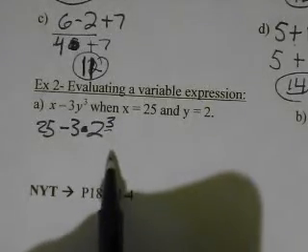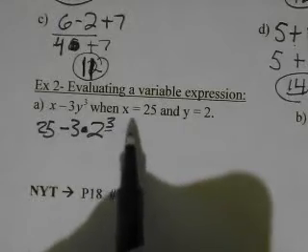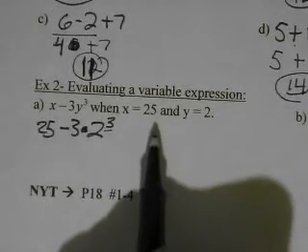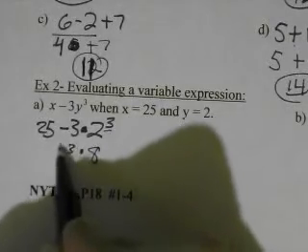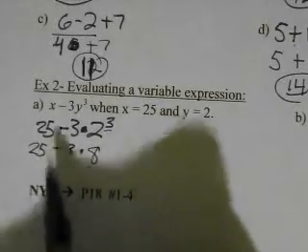2 to the third power. So that's 2 times 2 times 2. 2 times 2 times 2 is 8. Everything else, just bring down.